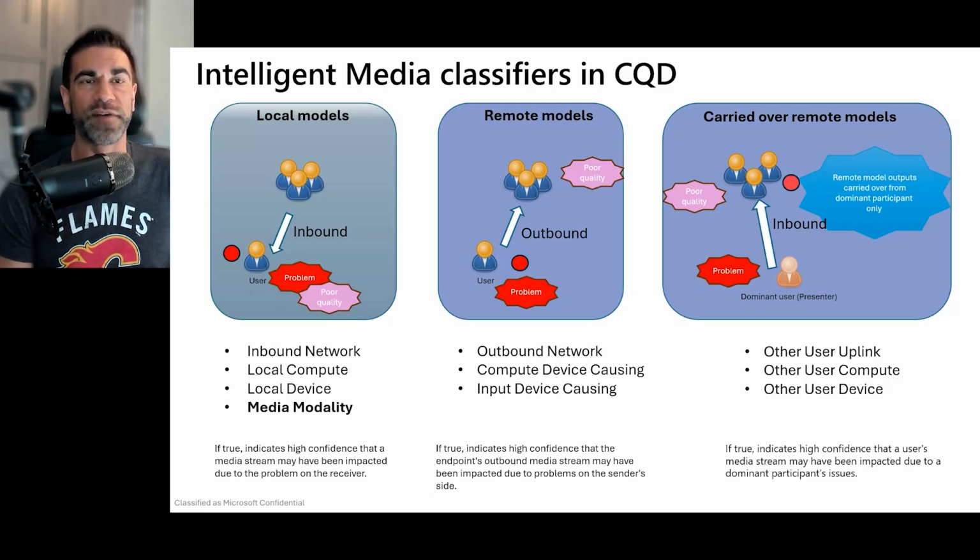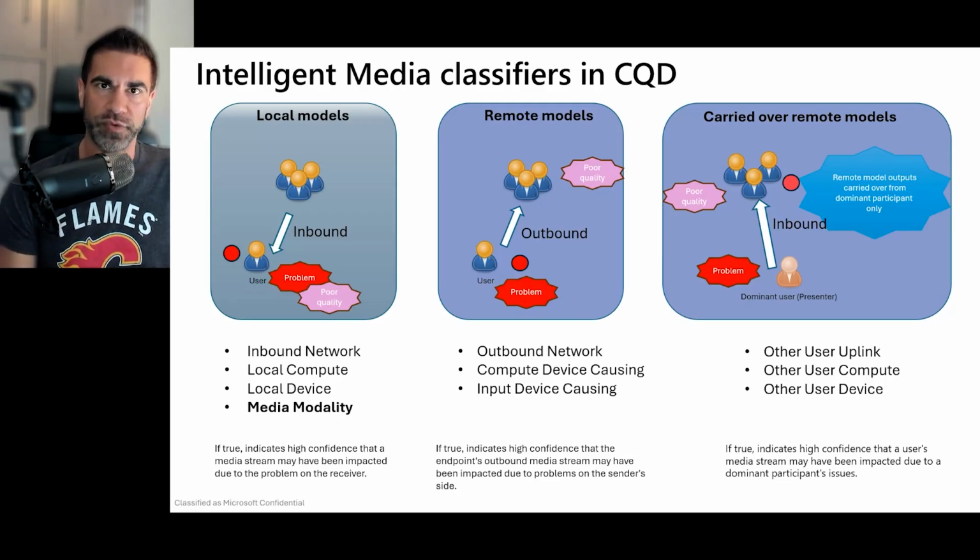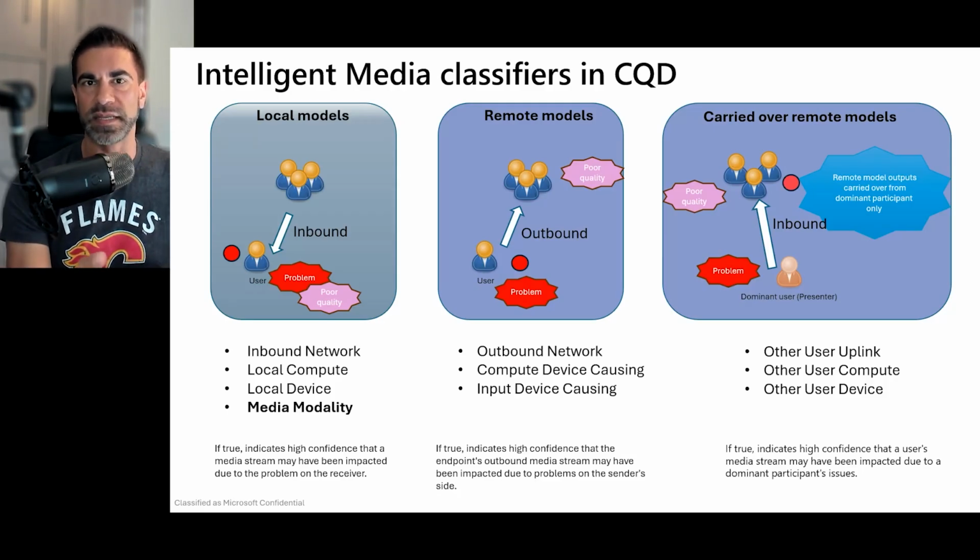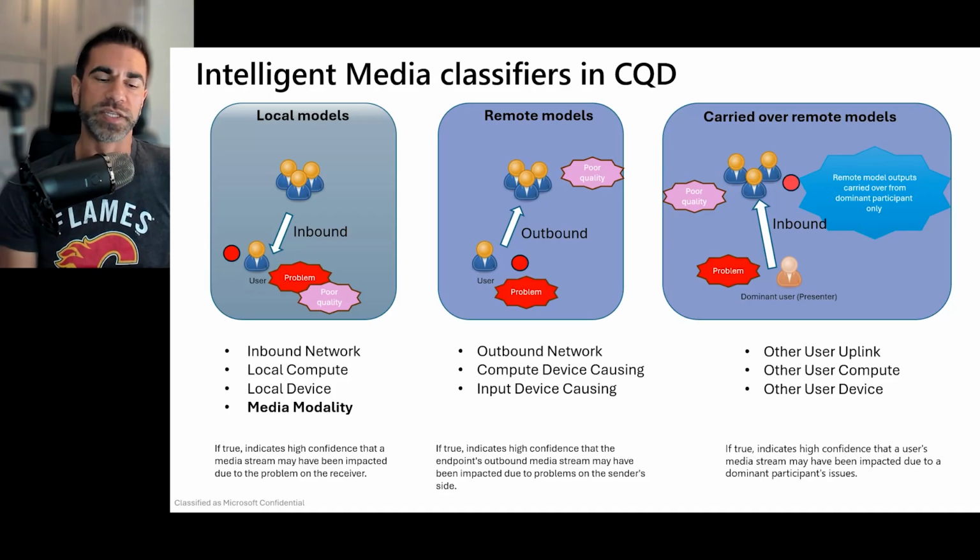What we've started off with for the main indicator is the media modality problem. If you see "detected" in the CQD dimension name, detected means that's our intelligent classifier, one of them. So we have detected media modality, and that will tell us if we believe the user would have perceived there to be a quality issue.